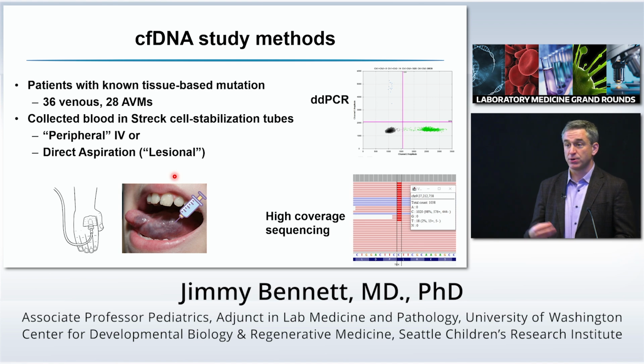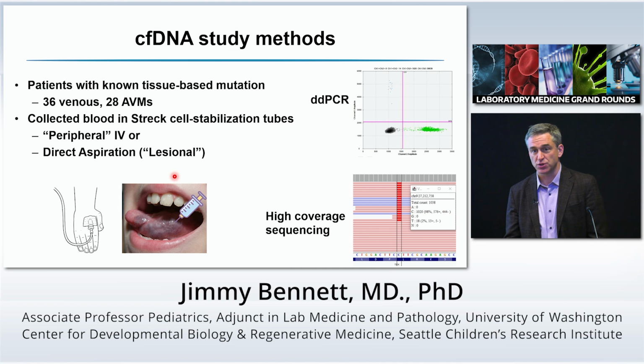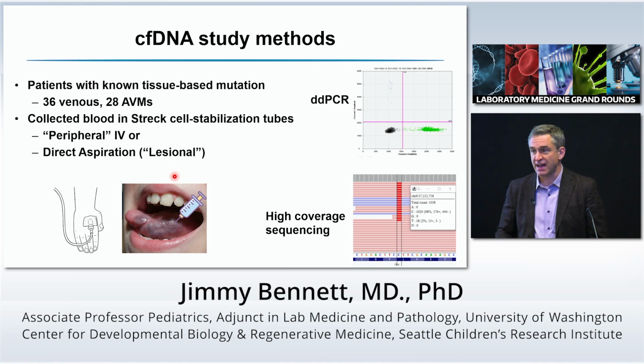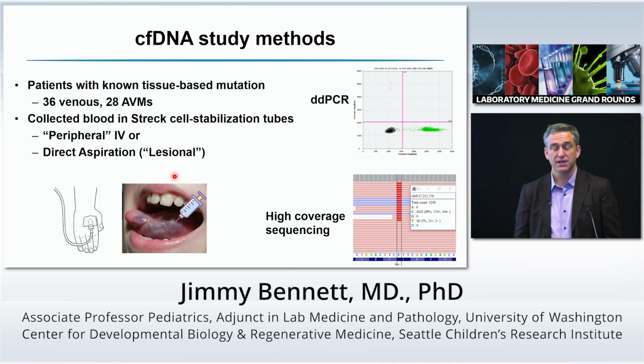We collected either peripheral blood, just from a peripheral IV, or in some cases, if they're going for interventional radiology, the interventional radiologist will sometimes percutaneously stick a needle into the vascular malformation itself. And so some of those were lesional blood samples as well. In this case, we knew what mutation we were looking for, since we had the tissue-based mutation. So we used a sensitive method called ddPCR, or we did high coverage sequencing, to see if we could detect that mutation.